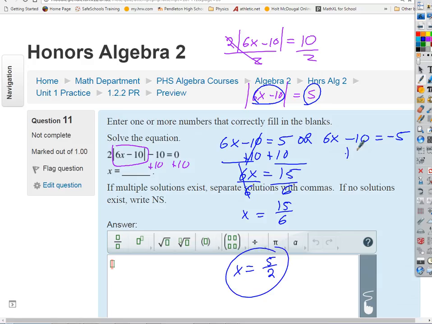On the other side, if I add 10 to both sides, I get 6x equals positive 5. Divide each side by 6. And we get x equals 5/6, which is reduced.